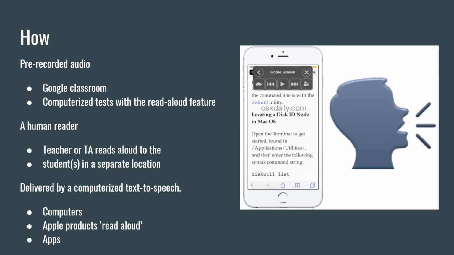This brings up the question of the how. These are the three different most common modes of how this accommodation is implemented. So it can be on pre-recorded audio, a human reader, or delivered by computerized text-to-speech voice. I think right now what's most common is the computerized text-to-speech voice now that most schools have Chromebooks or iPads. It's very easy for apps and just for Apple products in general to read things aloud.